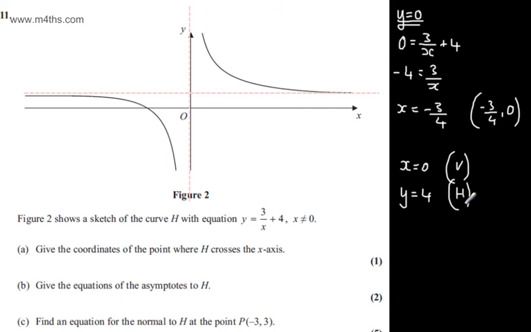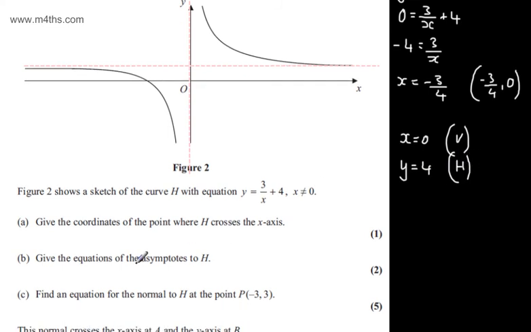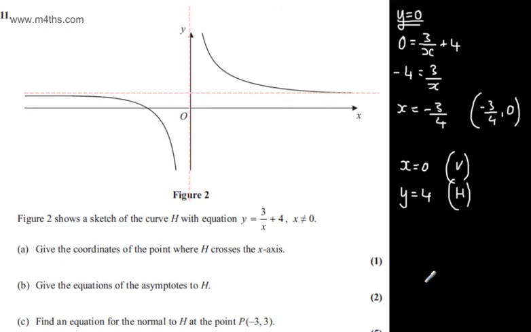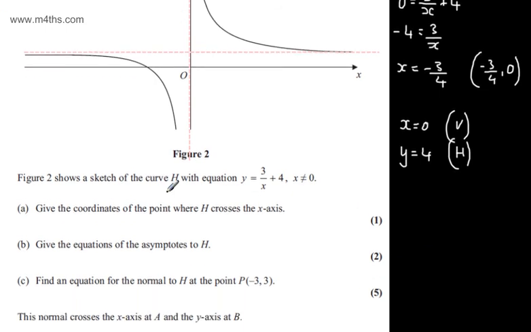In part C, we're asked to find an equation for the normal to h at the point P, which has coordinates minus 3, 3. The question carries 5 marks. The normal is just a straight line. What we need for a straight line is a gradient and a point that it goes through. We've already got a point that it goes through, but we need a gradient.